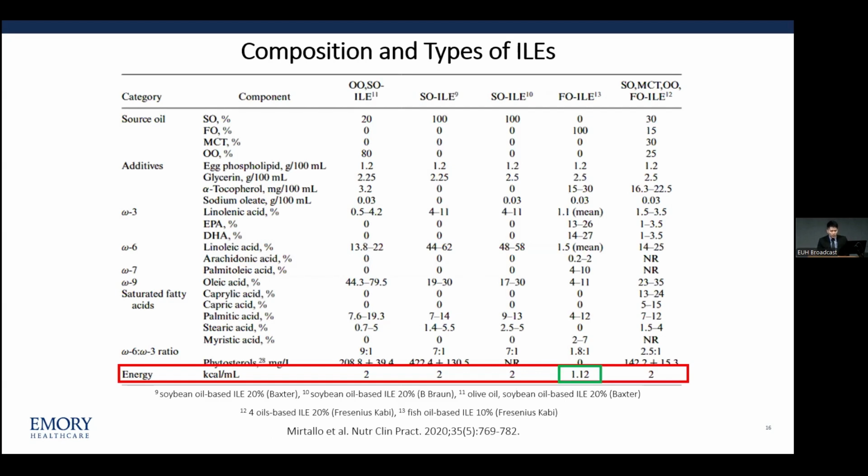Most of the IOE on this chart shown are at 20% concentration, providing 2 kcal per mL, whereas the FOIOE highlighted in the green box is the only one available at 10%, which is why it is 1.12 kcal per mL.